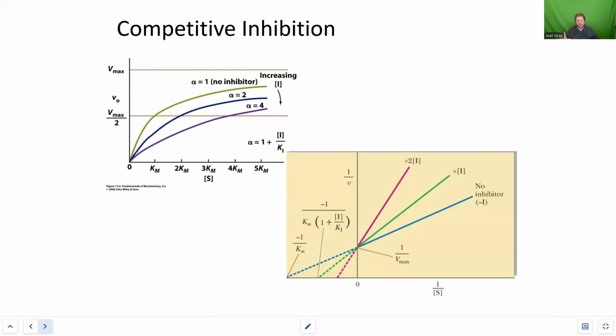Okay, so that's competitive inhibition. My mind always goes to the Lineweaver-Burk or the double reciprocal plot when it comes to understanding what intercept I should be looking for, which is another thing I want you to think about. I want you to look at these plots, specifically the Lineweaver-Burk plots, and start thinking about where is the intersection? Where is my no inhibitor line and where is my inhibited line?